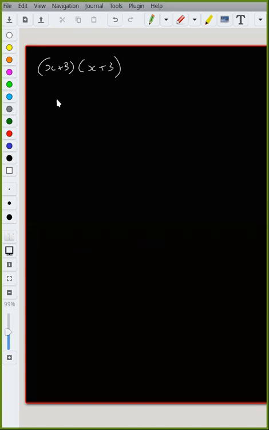Solve x plus 3 into x plus 3. Achira, let's solve this. Yes, sir. Sir, should I tell the answer directly? Yeah, first, solve it. This should be written as x plus 3 the whole thing squared. What is that equivalent to?